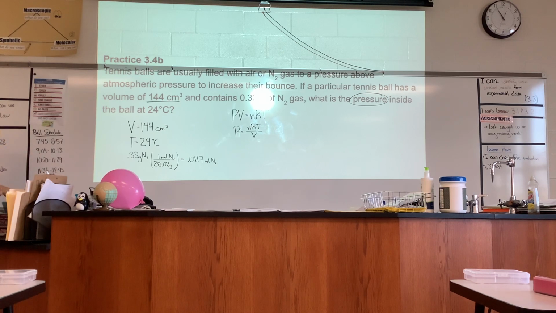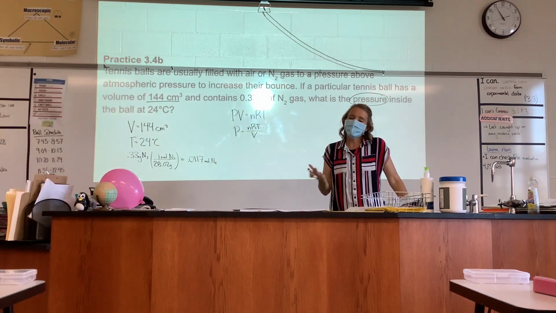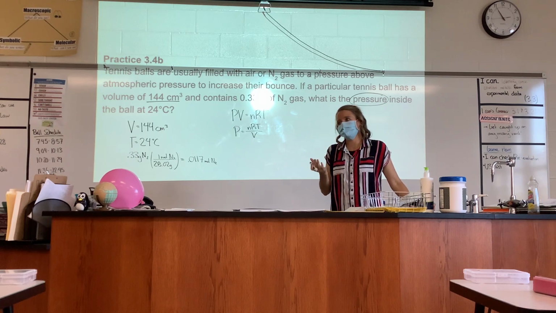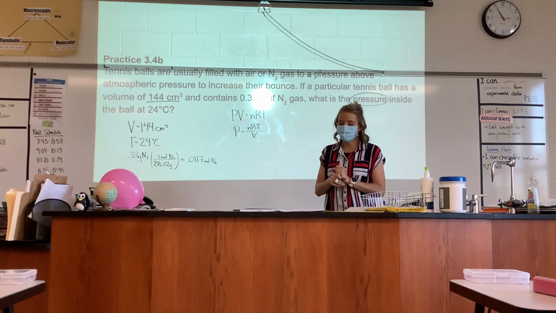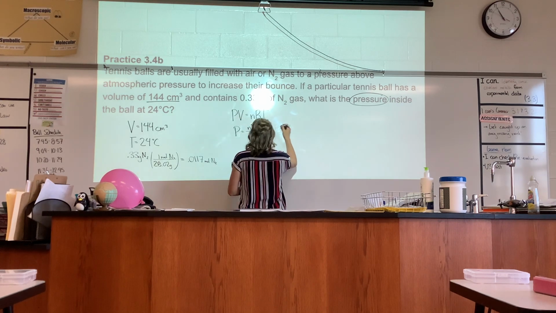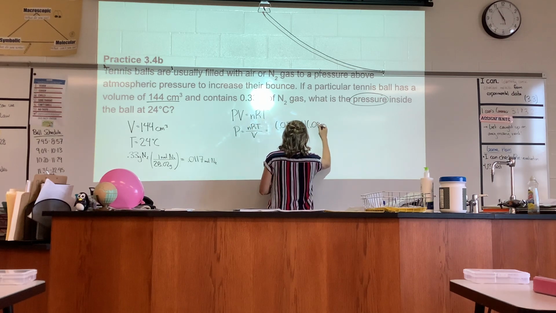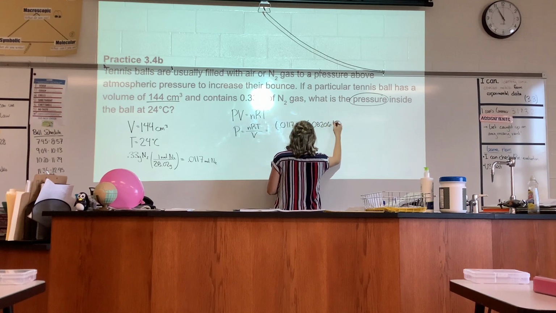So in this case, I'm finding pressure. It's a little bit up to you because they didn't tell me what unit they wanted. I would by default always go with atm. So I'm going to use the same R we did before. Okay, so I know my moles, 0.0117. My R value is 0.08206.